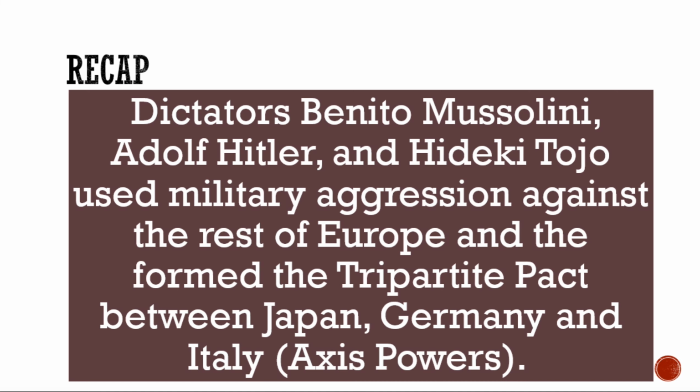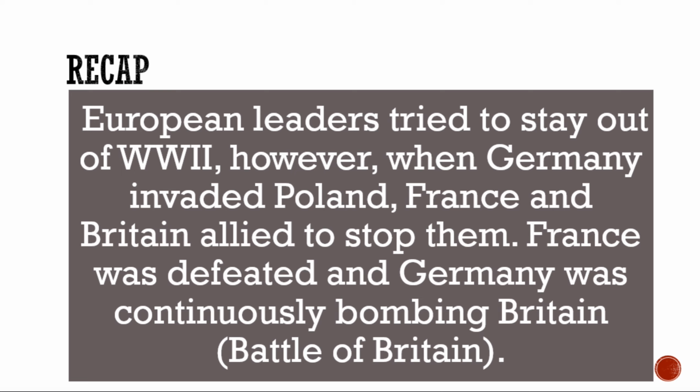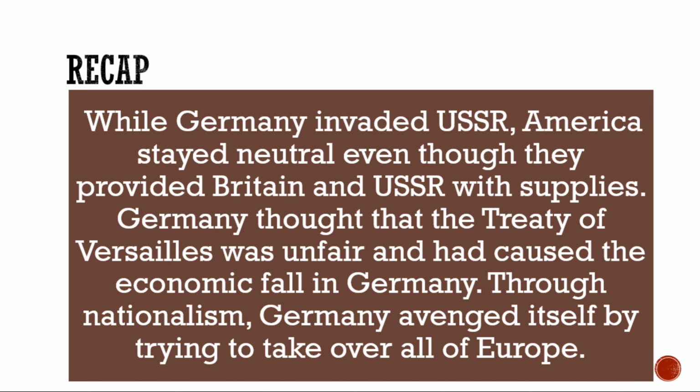Dictators Benito Mussolini, Adolf Hitler, and Hideki Tojo used military aggression against the rest of Europe and formed the Tripartite Pact between Japan, Germany, and Italy, which is the Axis powers. European leaders tried to stay out of World War II. However, when Germany invaded Poland, France and Britain allied to stop them. France was defeated, and Germany was continuously bombing Britain, which was the Battle of Britain. And while Germany invaded the USSR, America stayed neutral, even though they provided Britain and the USSR with supplies.